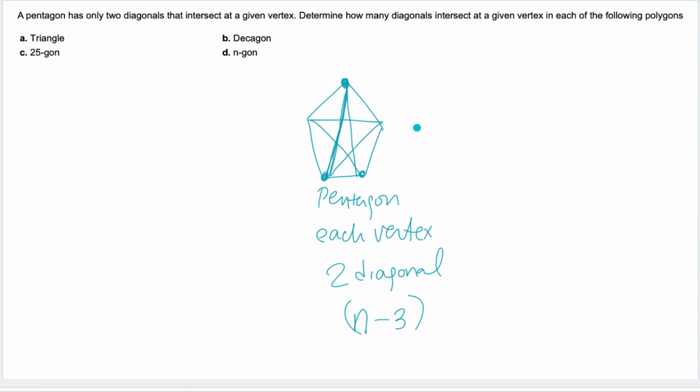But how many vertices are there? There are n many vertices. But since we counted twice for each, from this side direction and the other direction, we need to divide it by 2. So that becomes a formula.